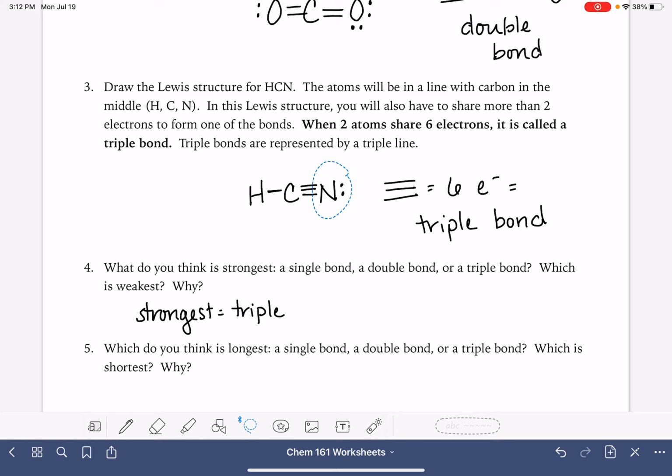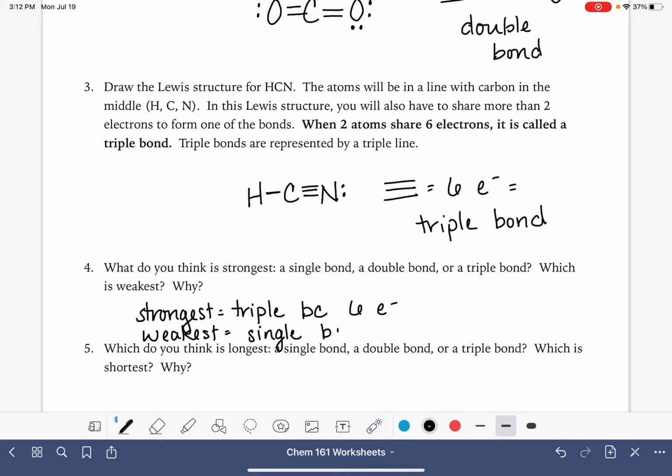So if we were just looking at this molecule specifically, how hard would it be to separate the carbon from the nitrogen? How hard would it be to separate the hydrogen from the carbon? Strongest is the triple bond, and the reason for that is because it has 6 electrons in that space, and in order to separate the carbon and the nitrogen, we have to separate all 6 of those electrons from each other. The weakest bond is the single bond, and that's because it only has 2 electrons. We only have 2 electrons that we have to pull apart from each other.